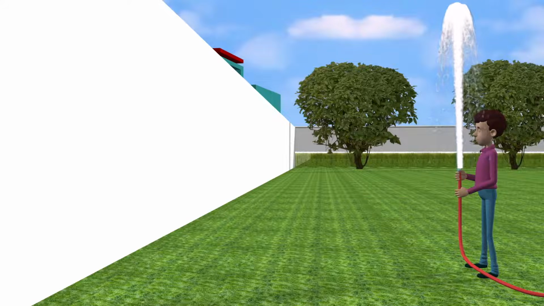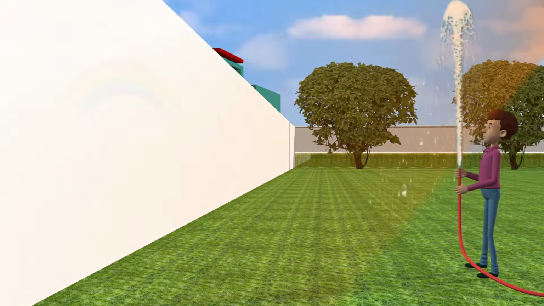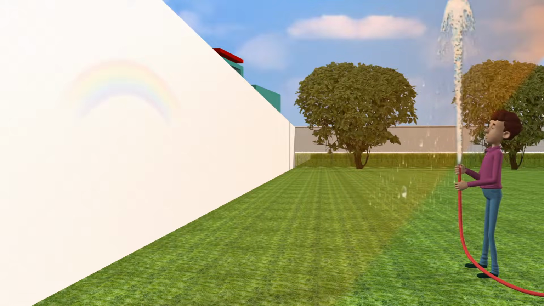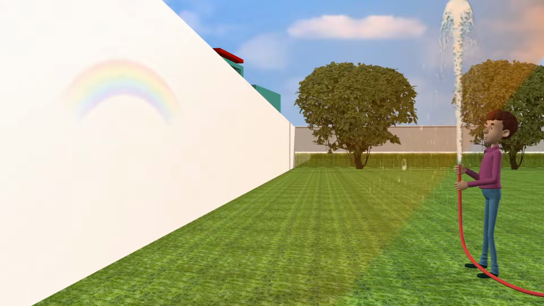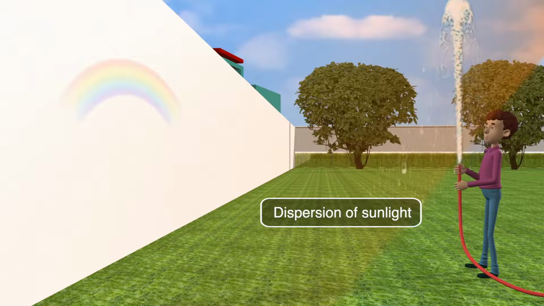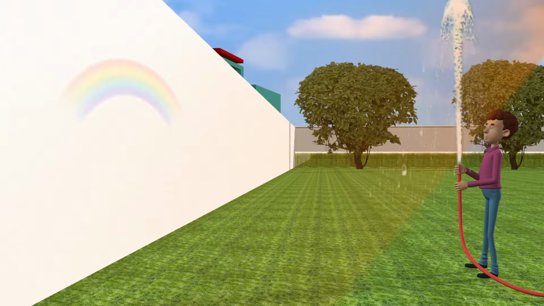Here we can observe that the water comes out like a fountain from the tiny gaps between the pipe and the thumb. Now we can observe the formation of various colors on the wall, which looks like an artificial rainbow. This is because of the dispersion of sunlight by water drops coming out of the pipe.